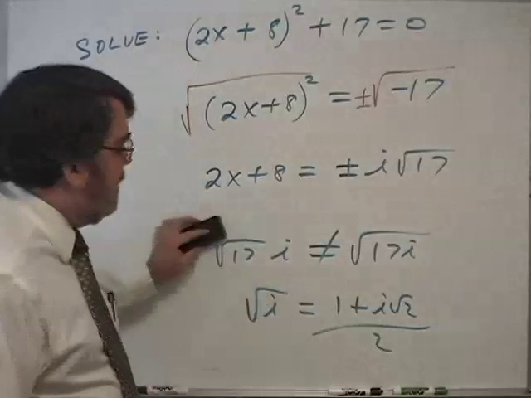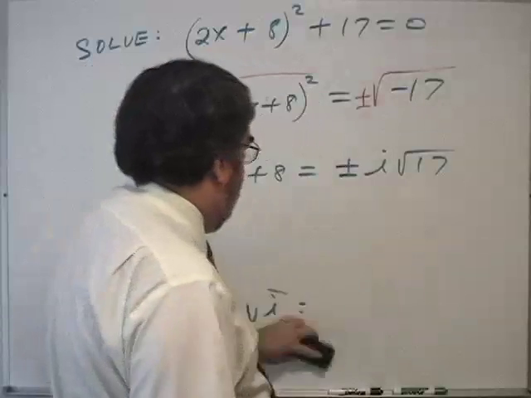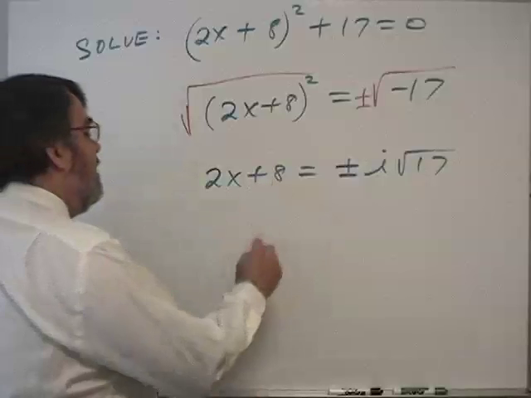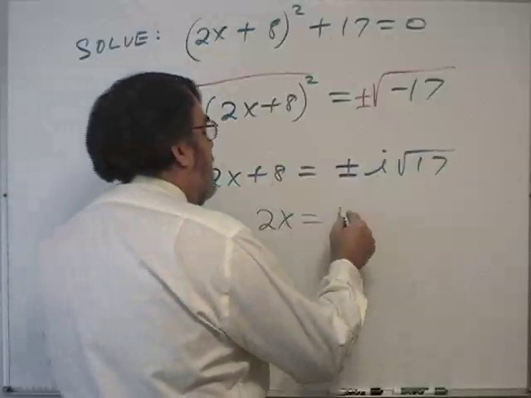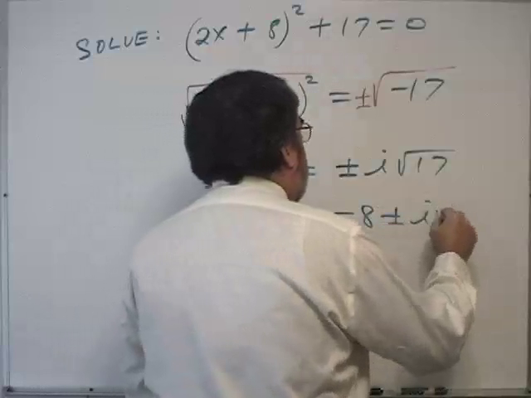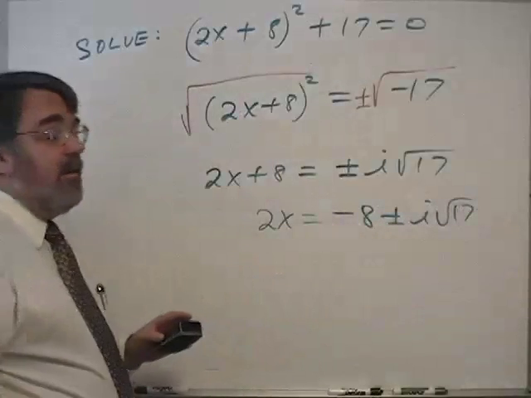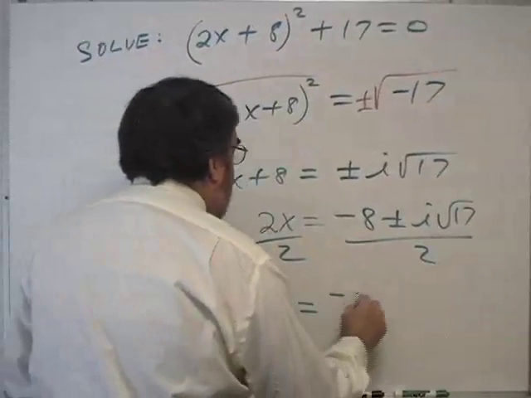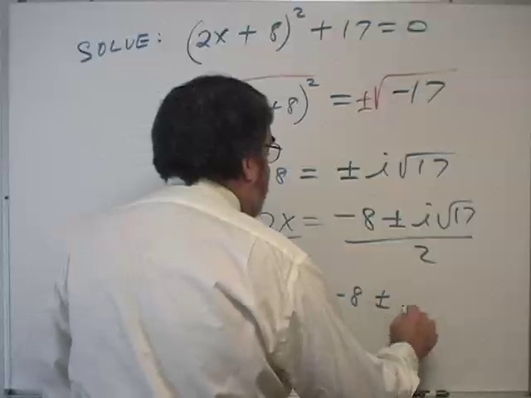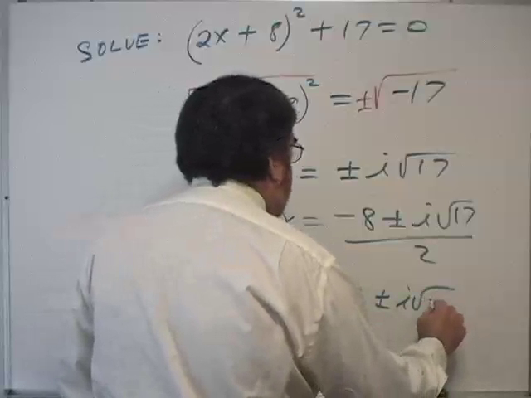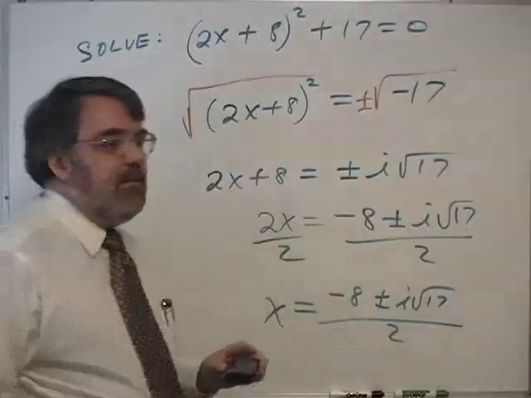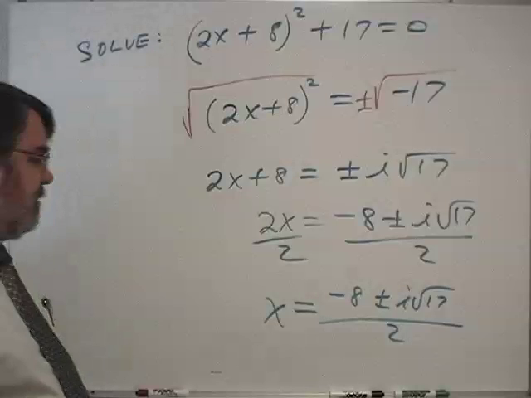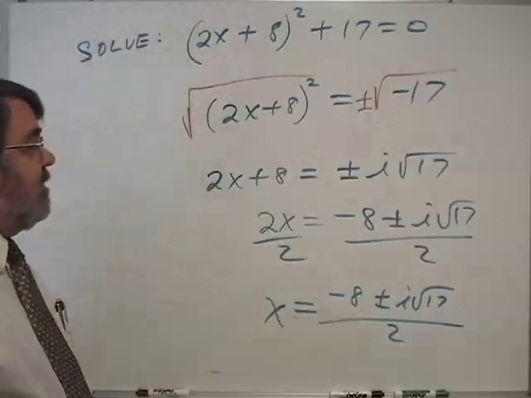Well, let's finish up this problem, because we're still solving for x. So I'm going to subtract 8 from both sides. 2x equals negative 8 plus or minus i times the square root of 17. And now I'm going to divide by 2. So x equals negative 8 plus or minus i times the square root of 17, and everything is divided by 2. So that was our answer. And we could write this out as two separate answers also.